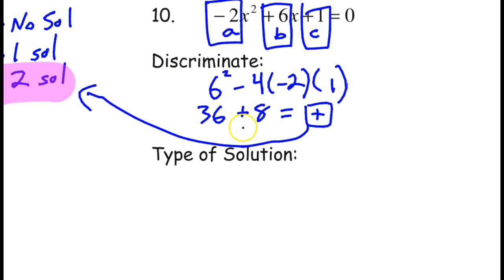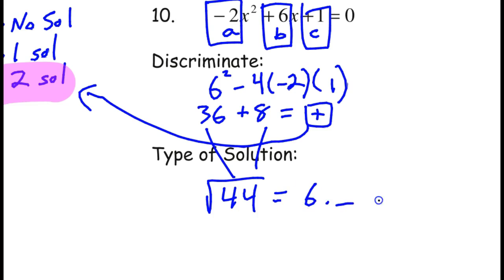Now this time, if we add those up, we'll get 44. And if you try to take the square root of 44, you will get some long decimal. It'll be something like 6 point, and it'll keep on going forever. So those are two irrational solutions. That decimal just keeps on going forever and ever. Two irrational solutions.